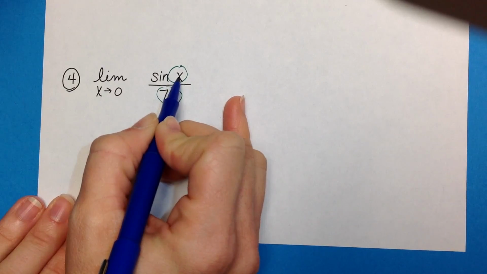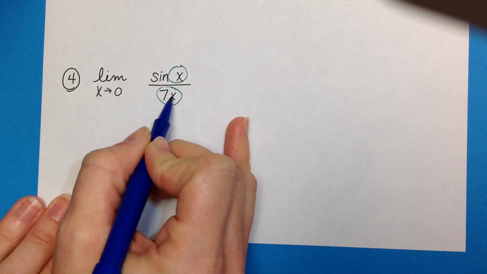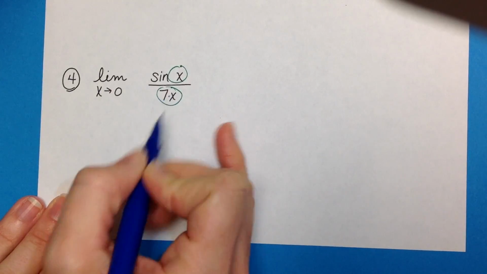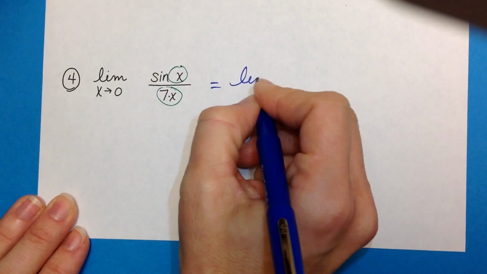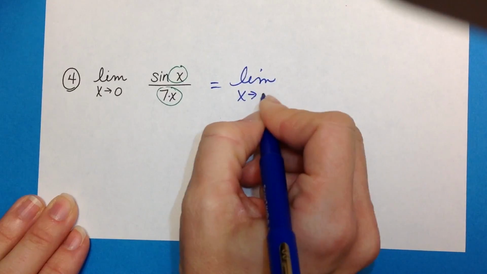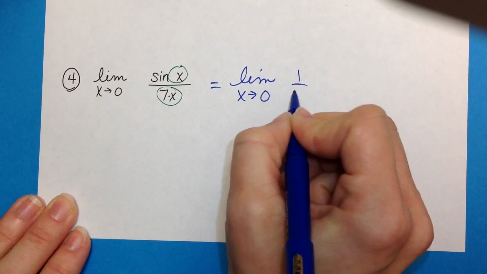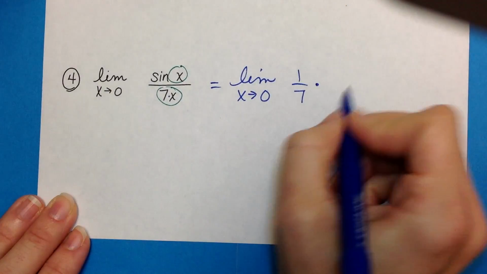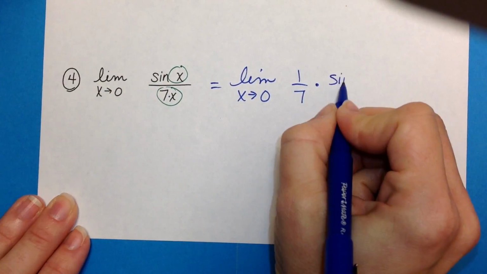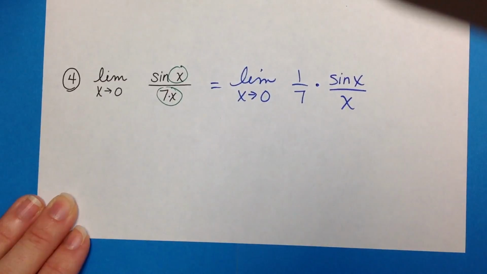So if this is just an x, then really what I have to have here is going to be just an x. But since the 7's being multiplied times the x, you can just pull it out front. So you're going to rewrite this. And you just have 1/7. Of course, it being on the bottom, you got to understand 1 on the top. So now you're going to have 1/7 times sine x divided by x.